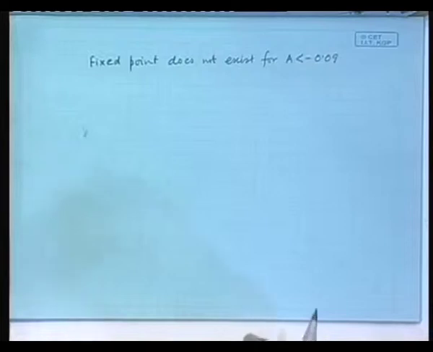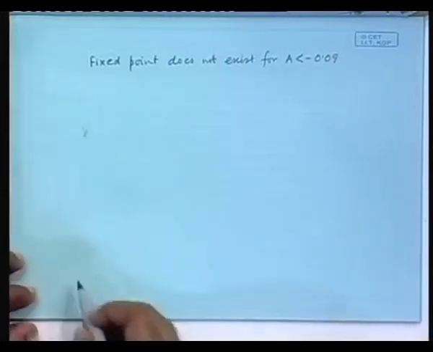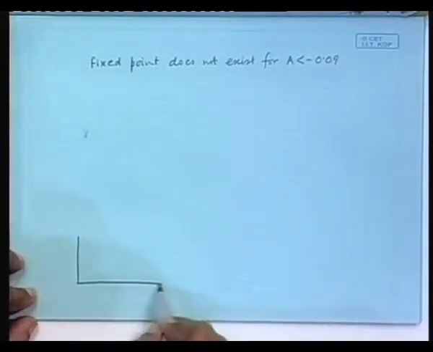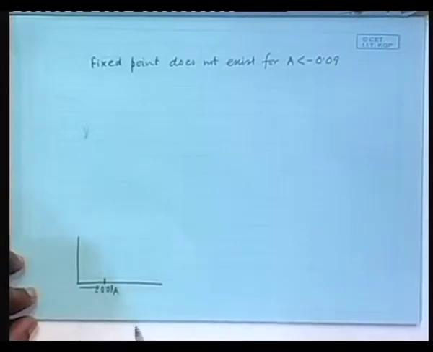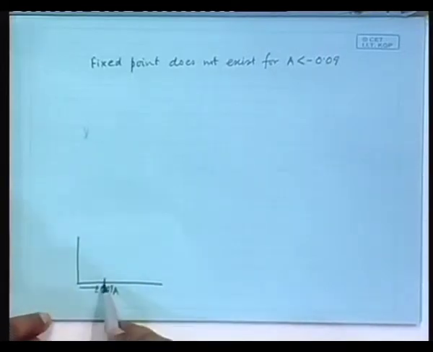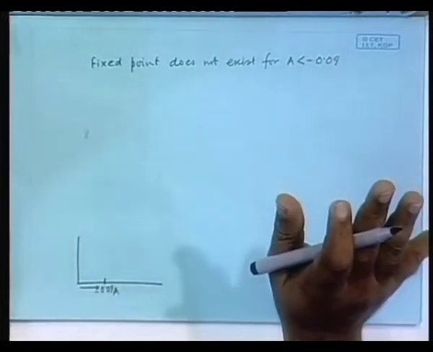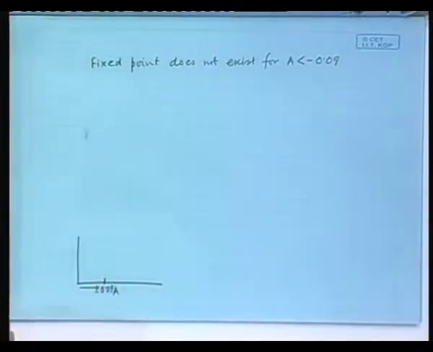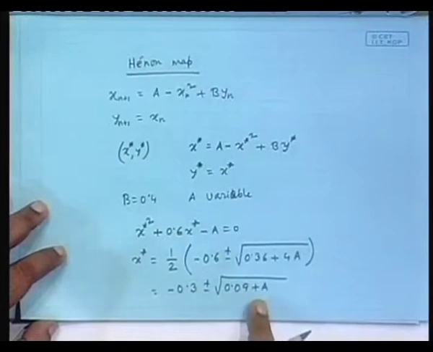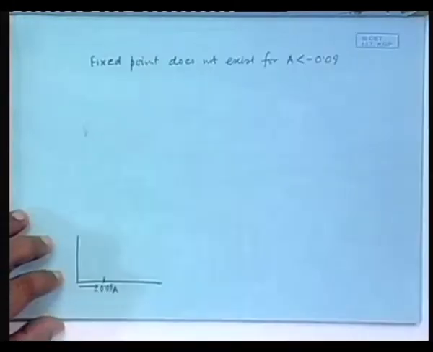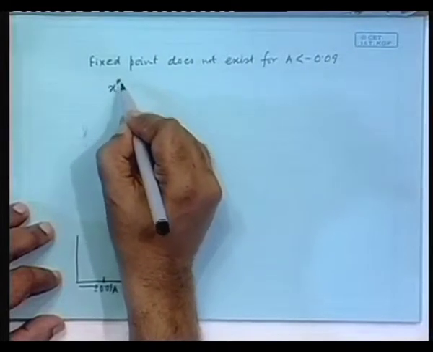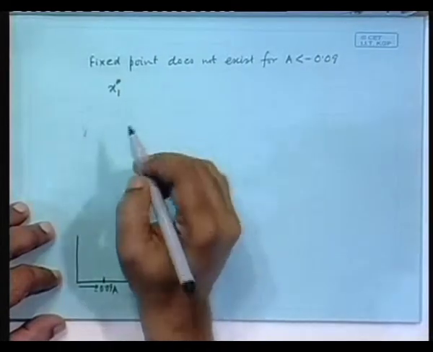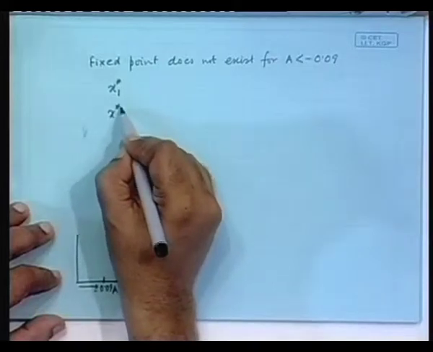Now, suppose we are varying the parameter a, and we are varying it this way, and here is 0.09, minus 0.09. Before that, there was no fixed point. Beyond that, what will happen? There will be two fixed points and their locations are given by x star 1 and x star 2.